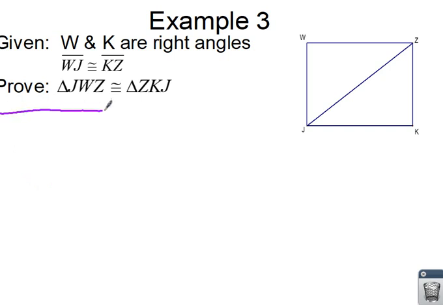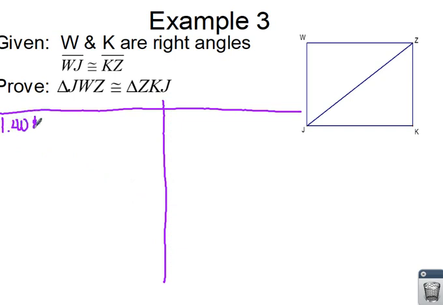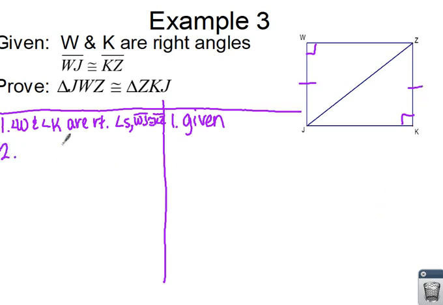Alright, let's try another one of these. First step, angle W and angle K are right angles. And WJ is congruent to KZ. All given. So W is a right angle, K is a right angle, and then WJ is congruent to KZ. Alright, so pause the video, look at it for a minute, see if you can figure out what this is, and then come back when you think you've got the proof worked.